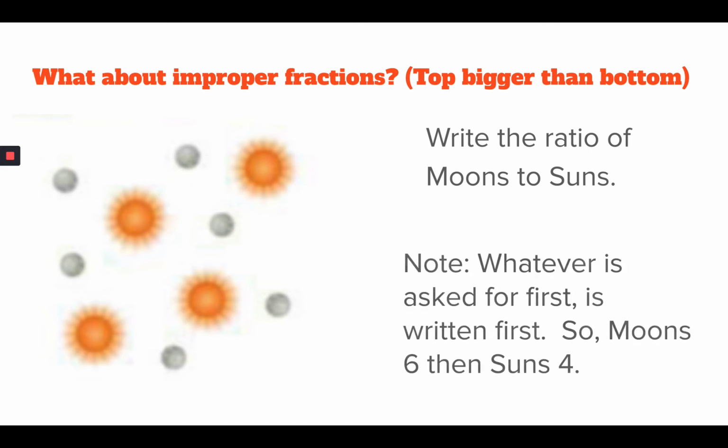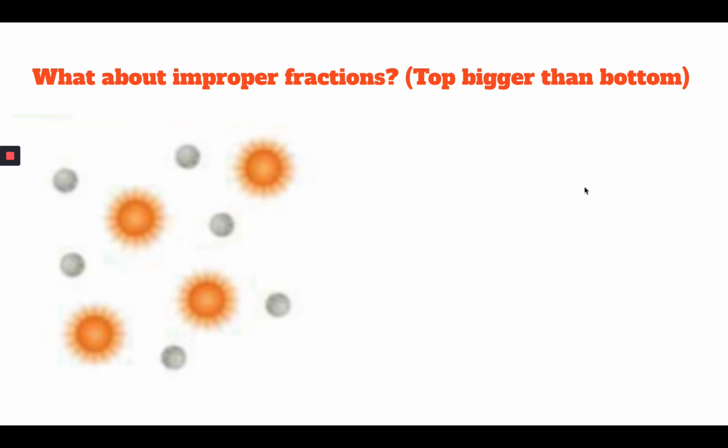Now I want to point something out to you. Whatever is asked for first in a ratio question is written first. So it would be moons first, because the question says right here, moons to suns. So then you just count and plug in your numbers. So 6 moons to 4 suns. Now that does reduce.